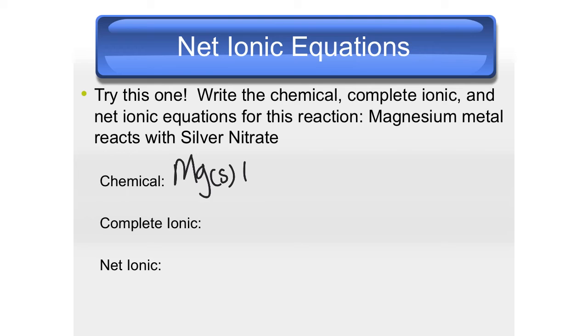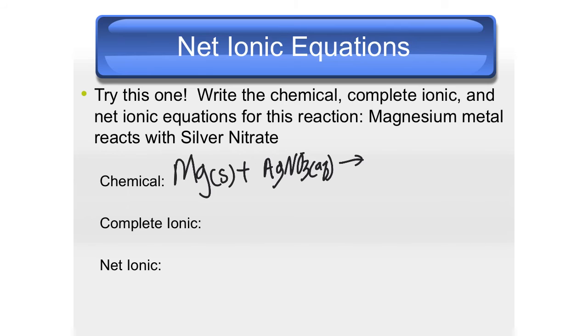Metals are solids at room temperature except for mercury. And we're reacting it with silver nitrate. All nitrates are soluble, so that's going to be AQ. So this is like when we did our are you hot or not experiment.